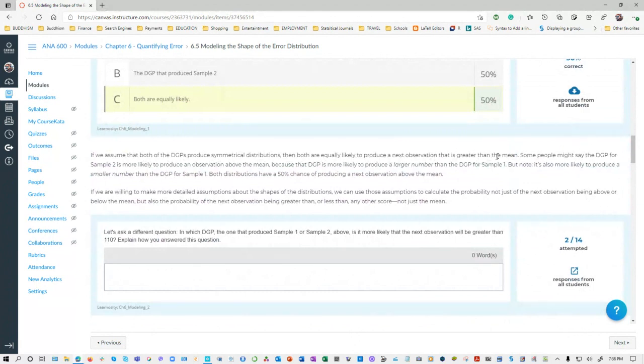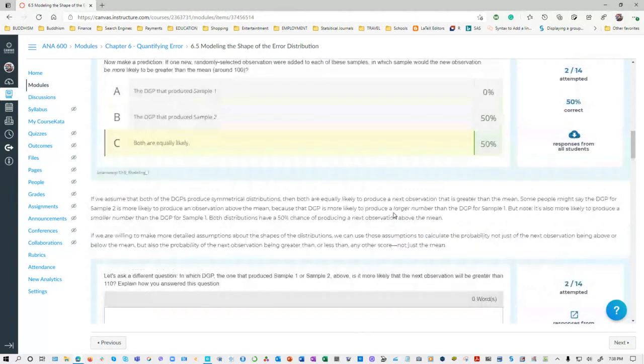So that's why they say here, some people might say that the DGP for sample 2 is more likely to produce an observation above the mean because it is more likely to produce a larger number than the DGP for sample 1. But no, it is also more likely to produce a smaller number. Both distributions have a 50% chance of producing the next observation above the mean. If you are willing to make a more detailed assumption about the shape of the distribution, we can use it to calculate the probability not just of the next observation being above or below the mean, but also greater than or less than any other score.